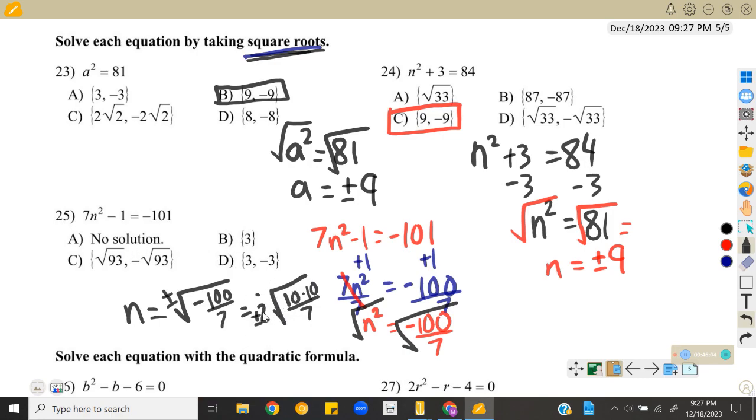Again, look, none of these choices have an imaginary number. We don't want to be barking up the wrong tree here. We're taking the square root of a negative number, and there's no imaginary number. So that means in this case, we would want to choose no solution. These other ones could not possibly be the answer.